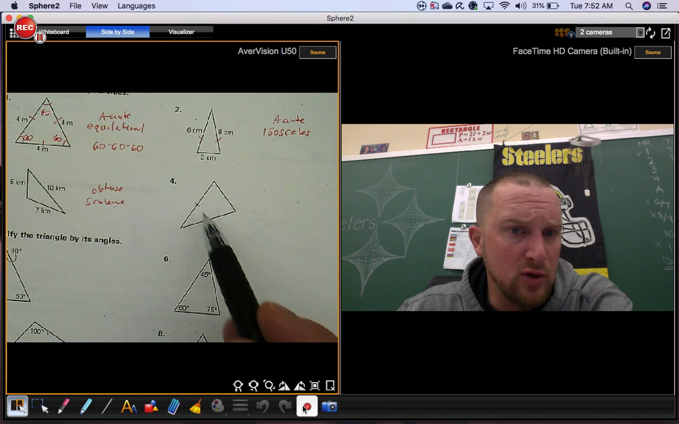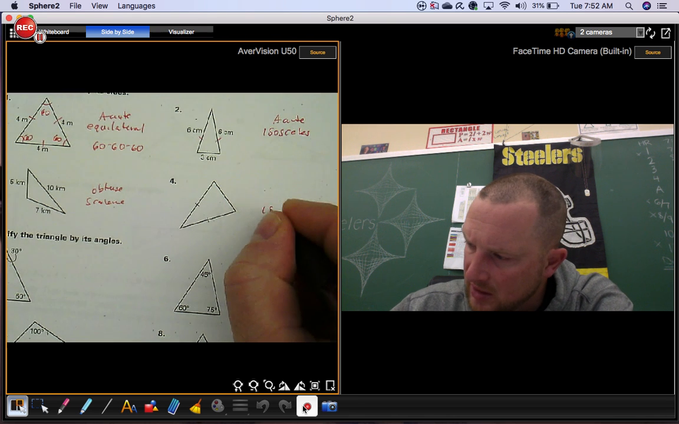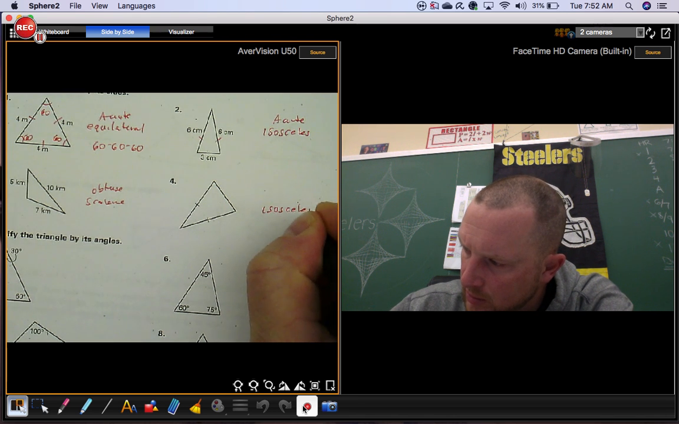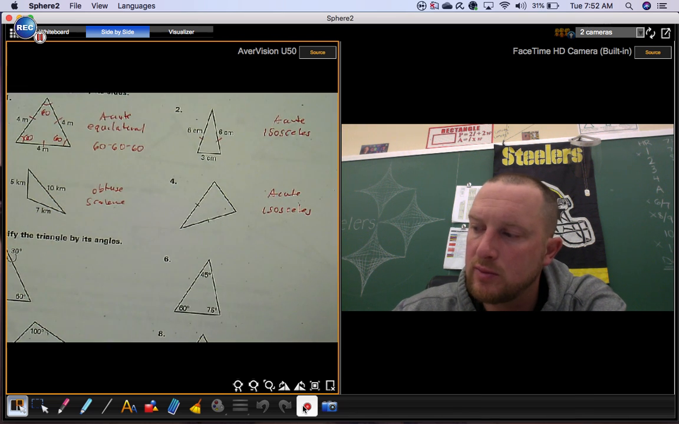Here's a triangle with two congruent sides. We don't know how long they are, but that doesn't matter as far as the classification goes. This is isosceles. And it's also acute. All of the angles are acute angles.